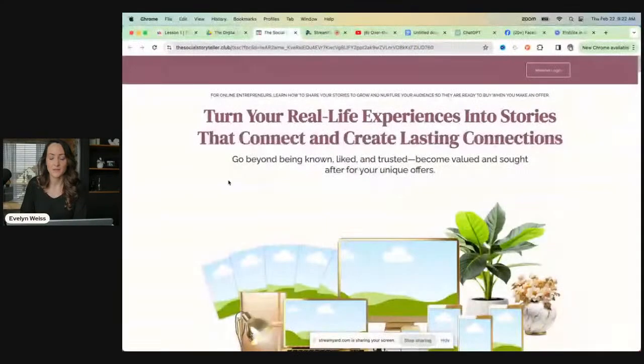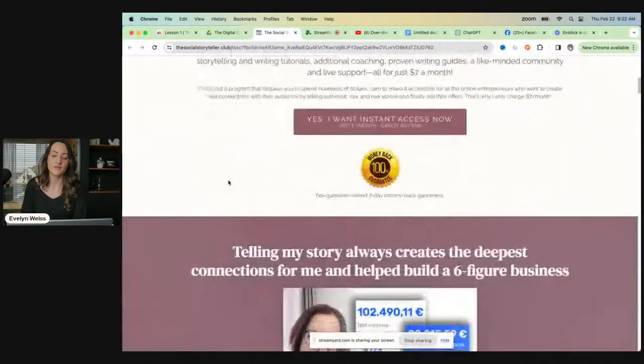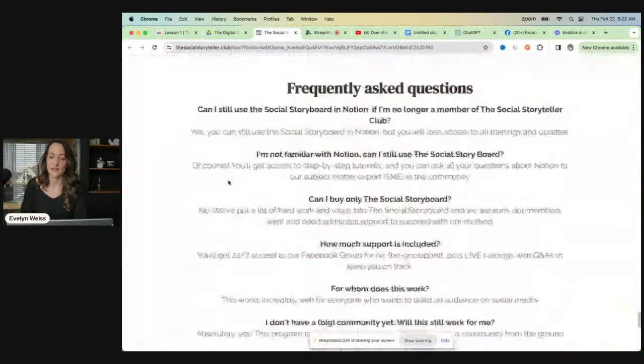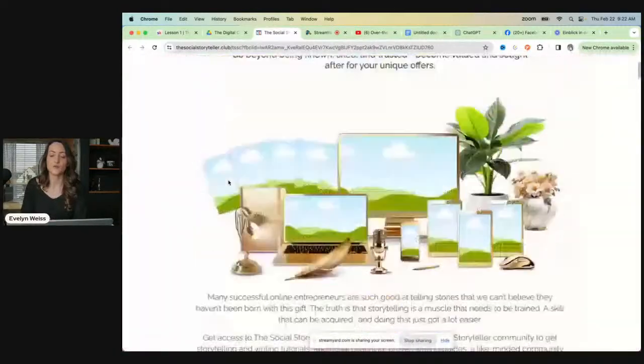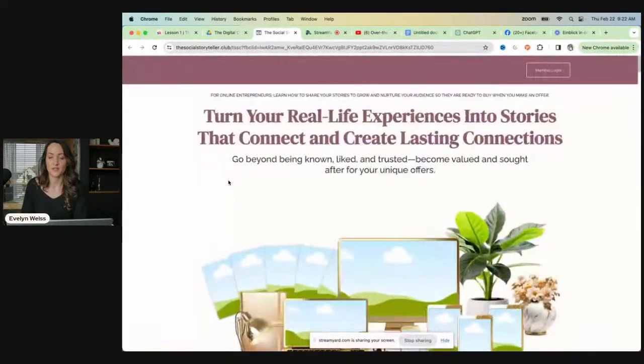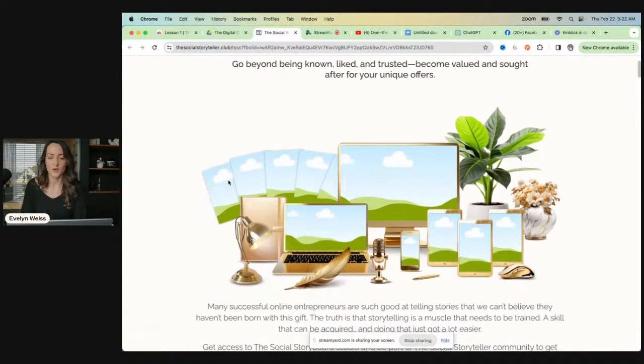And I have briefly skimmed over her sales page. So whenever I'm assessing a sales page, I'm like, am I able to capture what this is all about by just skimming through it? And so immediately from the headline, turn your real life experience into stories that connect and create lasting connections. I'm like, create lasting connection, I'm not sure. Go beyond being known, like, and trust.